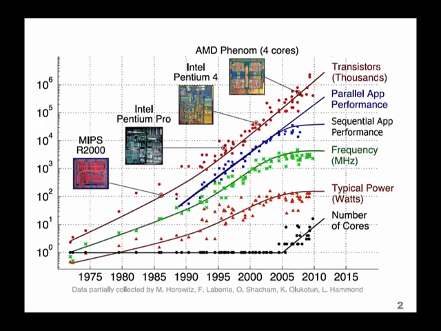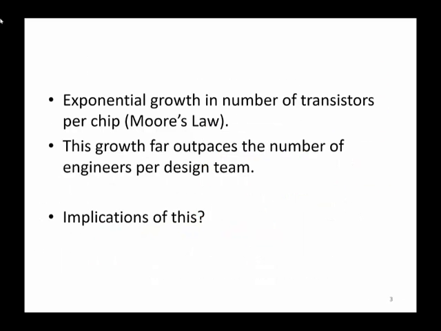This figure shows several important technology trends related to digital systems design. The top red line in the figure shows the growth in the number of transistors integrated into a single chip on the y-axis versus the year on the x-axis. As you can see, back in the 1970s, a single chip could contain on the order of 1,000 transistors. Today, in 2015, many chips integrate several billion transistors. This exponential growth in the number of transistors per chip is known as Moore's law.